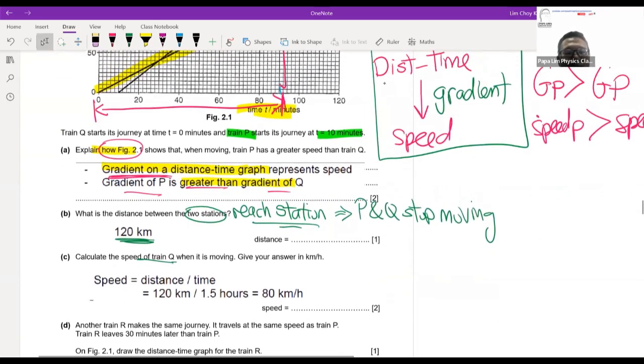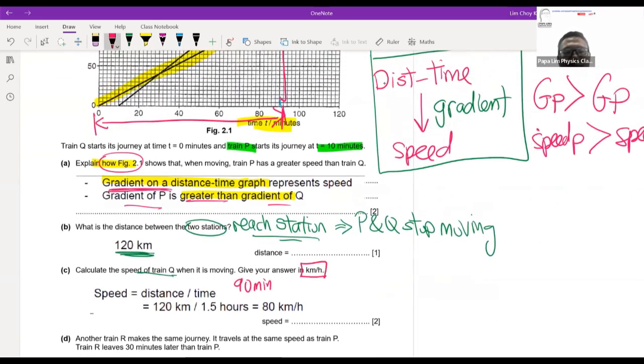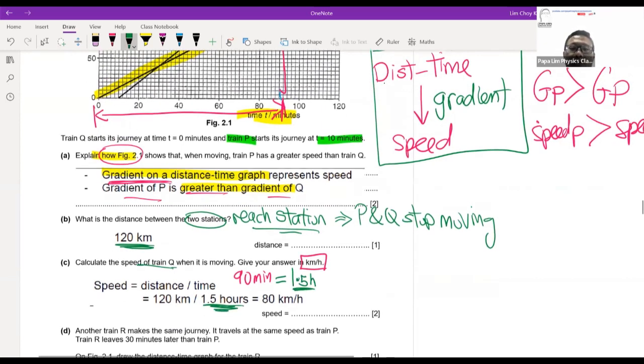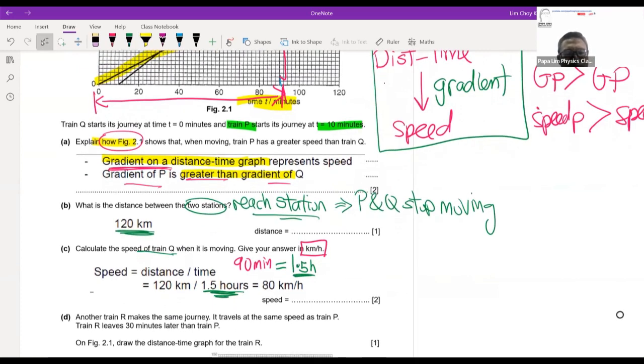So remember, the question specifically asks for kilometer per hour. So I will need to convert 90 minutes to 1.5 hours. That's why I have 1.5 hours here at my denominator when I use the formula. So 120 divided by 1.5 will give you 80 kilometers per hour.